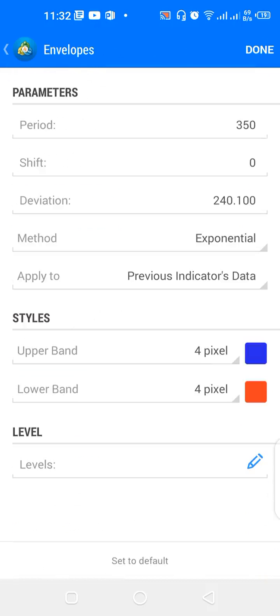Then the next one is envelopes, period is 350, shift is 0, deviation is 240.100, method is exponential, applied to previous indicator's data. The upper band color is blue, and the lower band color is red.